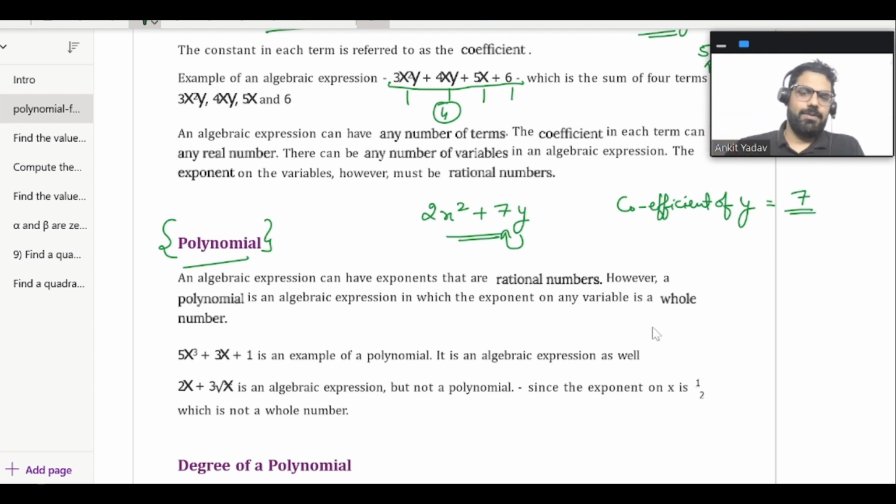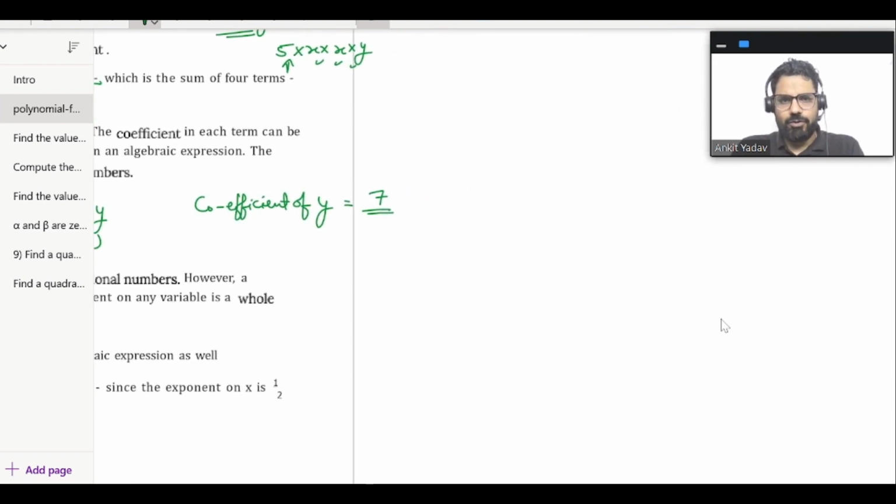Let's take an example, right? Let's take the example of a polynomial: 2x^5 + 4x^3 + 7x. So this is a polynomial because the power of the variable is 5 in the first term, 3 in the second term, and 1 in the last term.